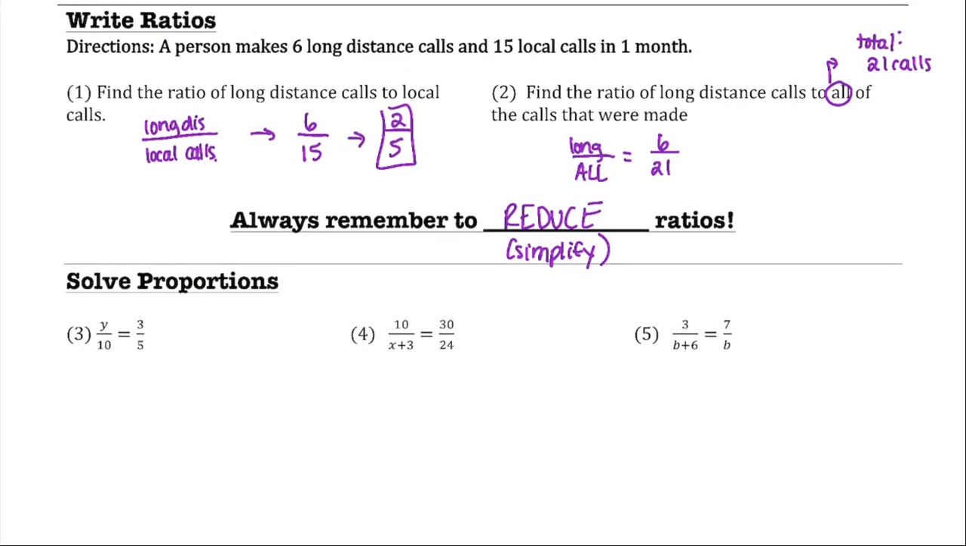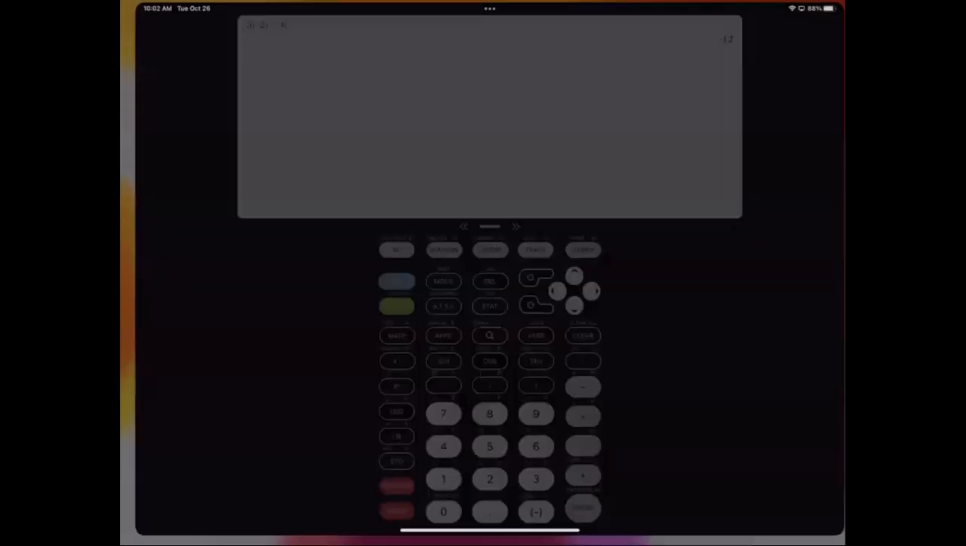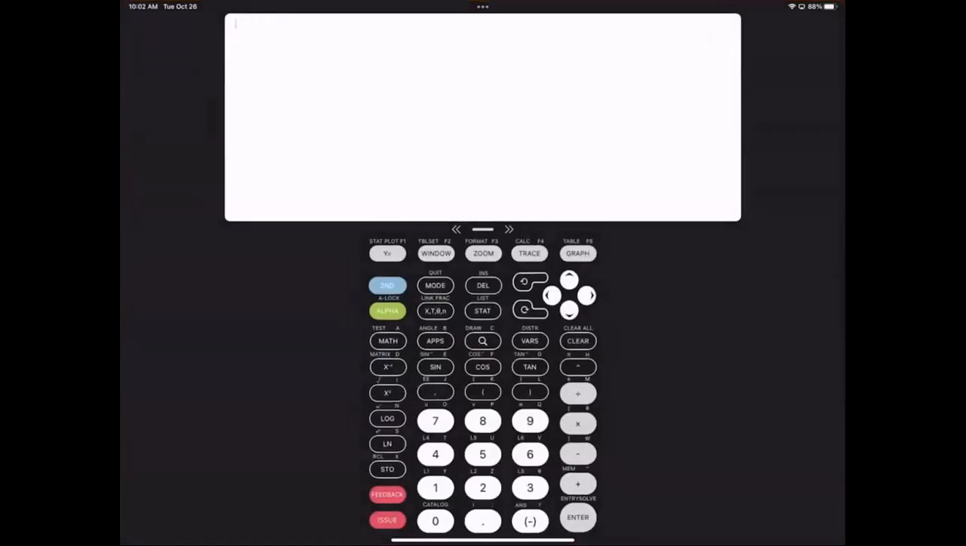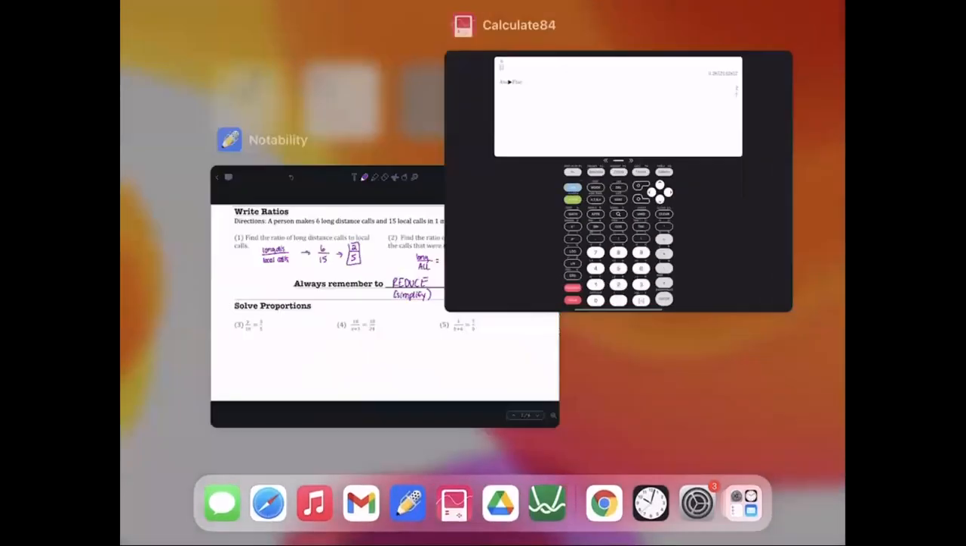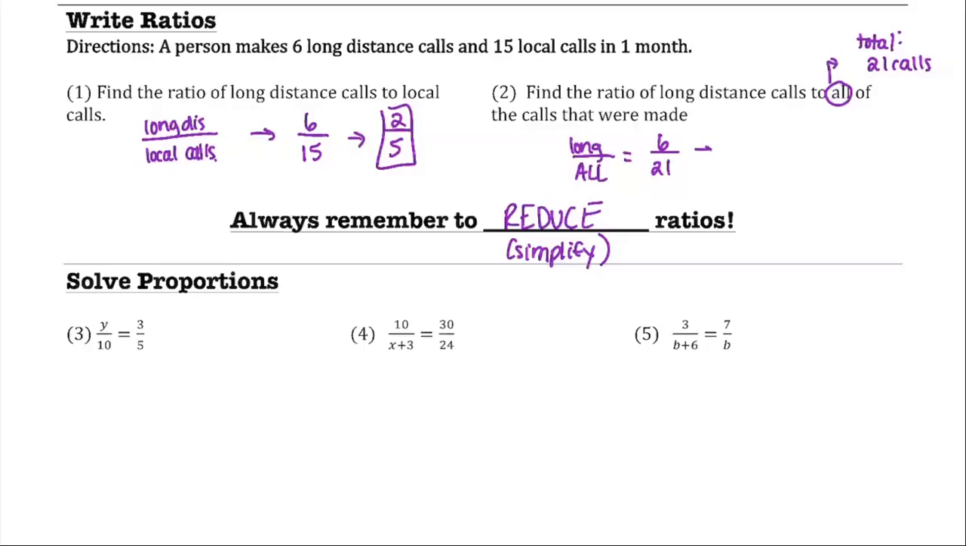You can do this by hand or on your calculator. If I go to my handy dandy trusty calculator, we're going to type in alpha y equals number 1 fraction. I'm going to type in 6 over 21. And mine does this a little bit differently, but if you did this in your calculator, you would have gotten 2 over 7. So that is what this reduces to. For every 2 long distance calls, there are 7 total calls that are made.